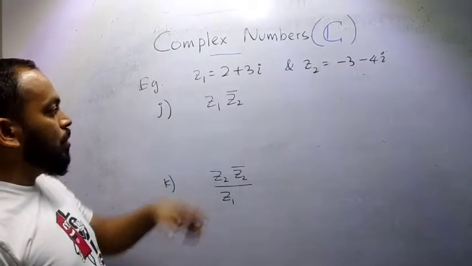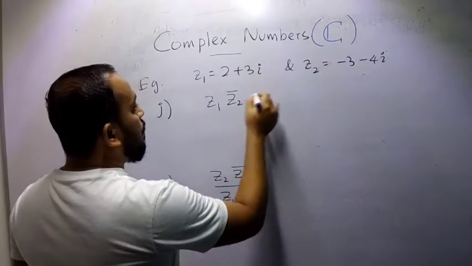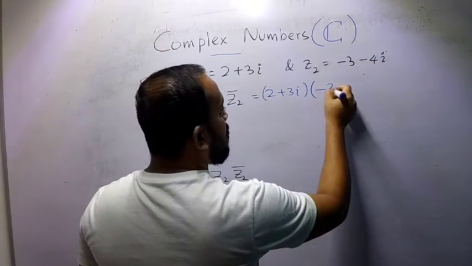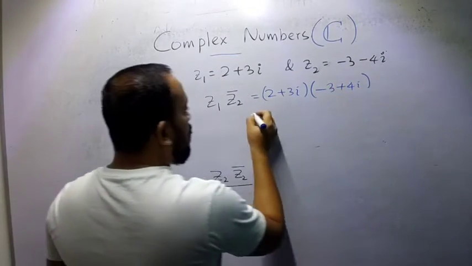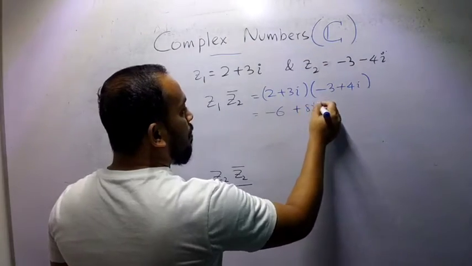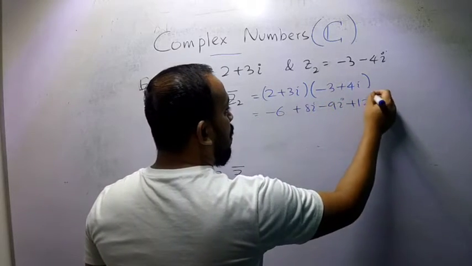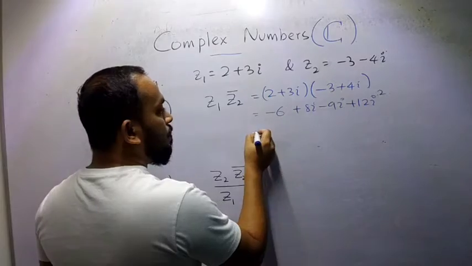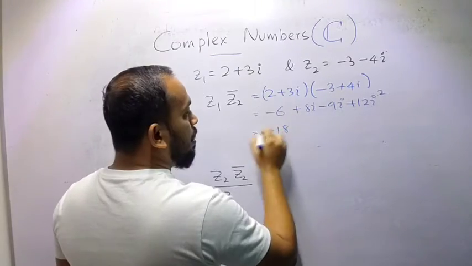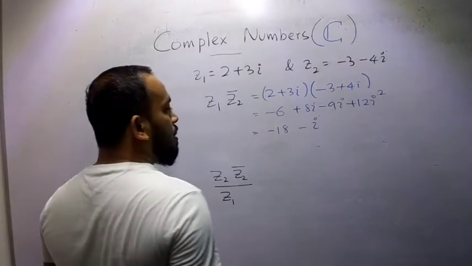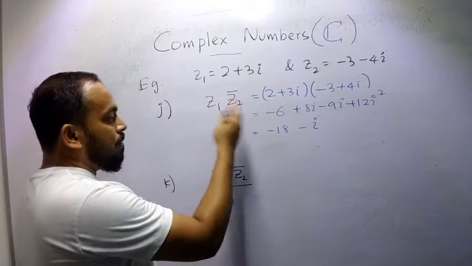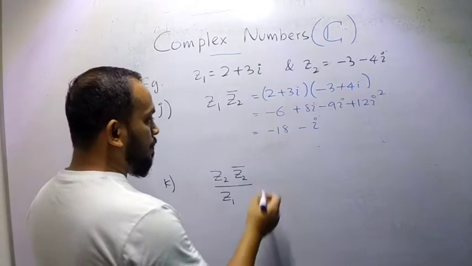Right, so Z1 into conjugate of Z2. Z1 is 2 plus 3i. Conjugate of Z2 is minus 3 plus 4i. So you should be able to do it fast. Minus 6 plus 8i minus 9i plus 12i squared. So here we get minus 18 minus i. Okay. So this is what we got in the numerator of the previous problem.